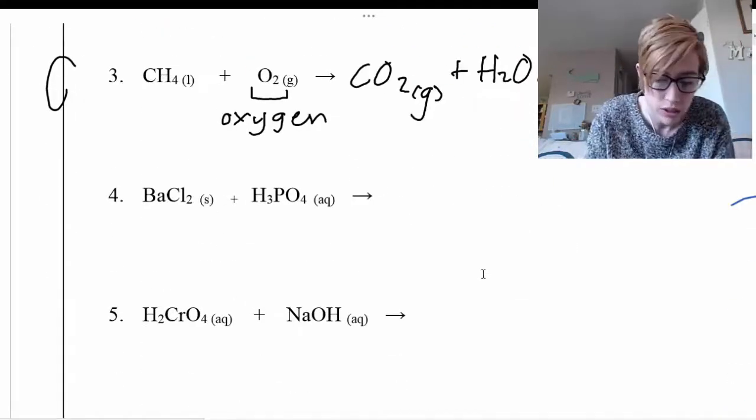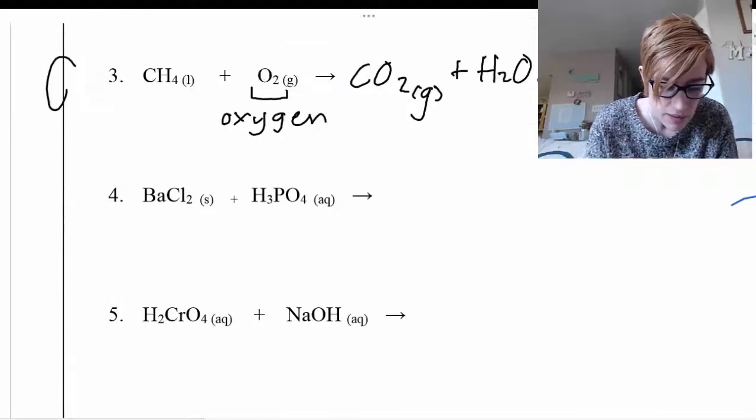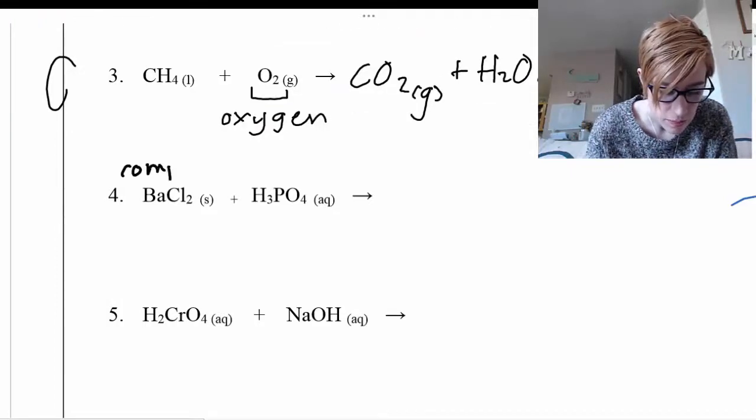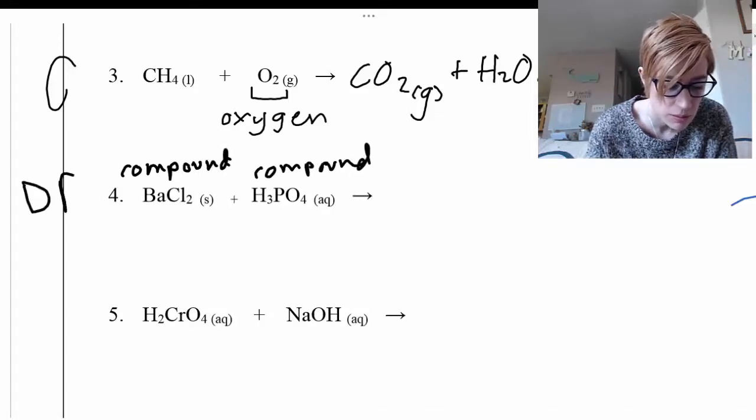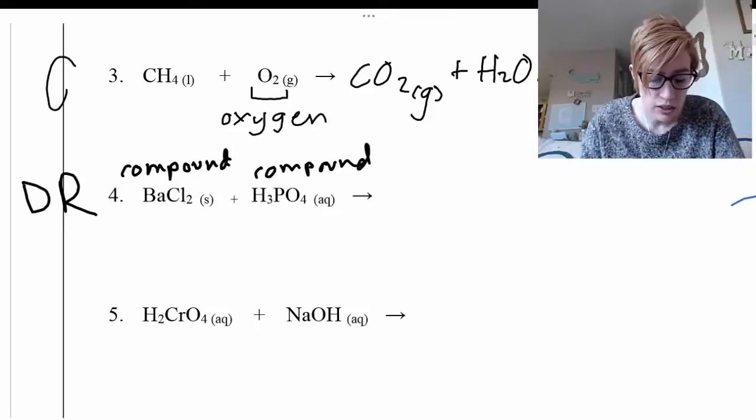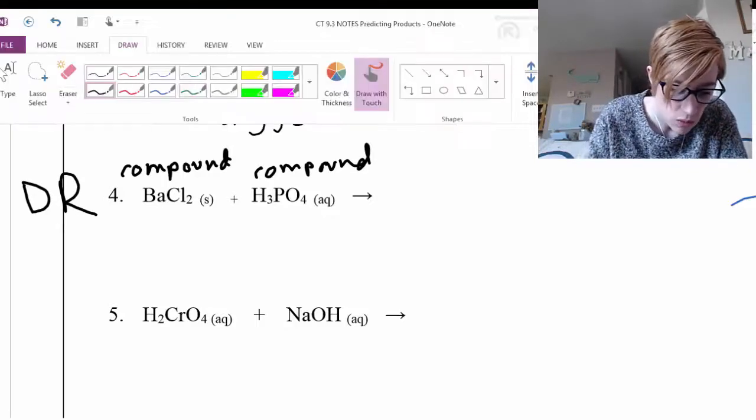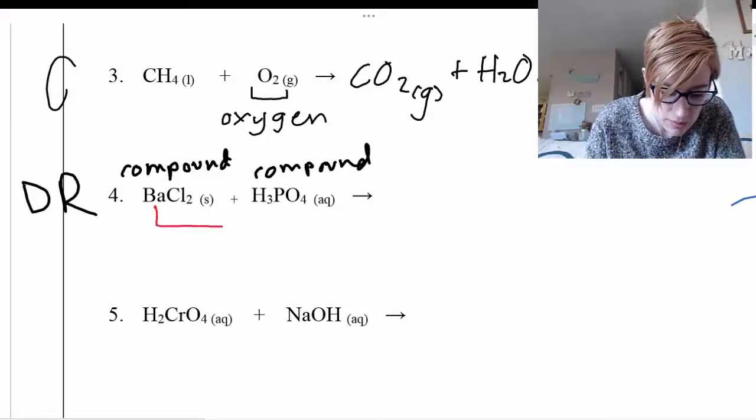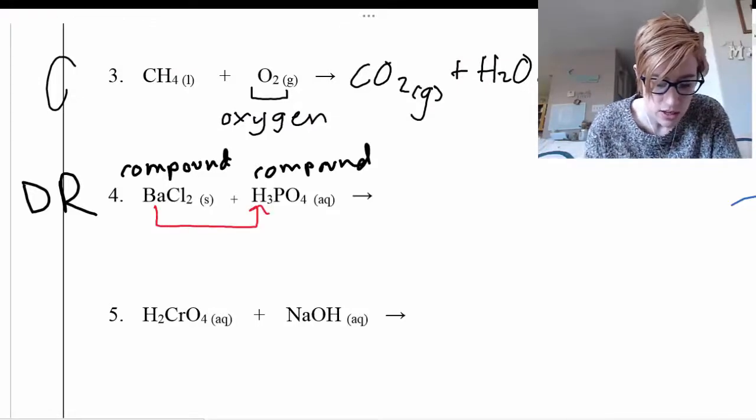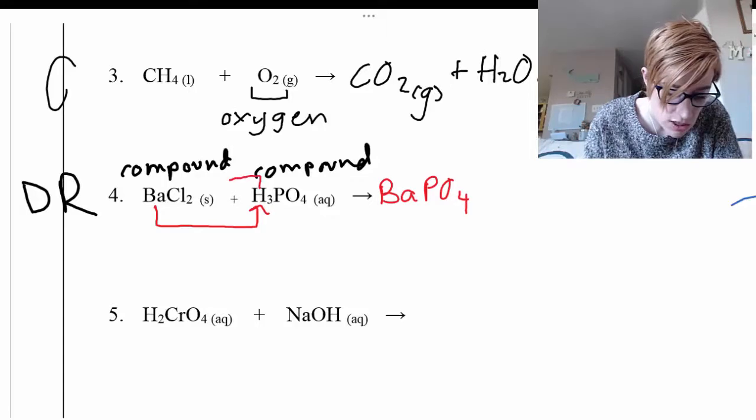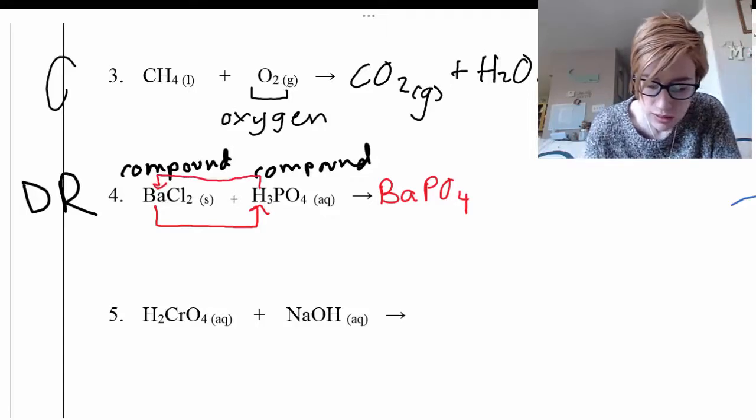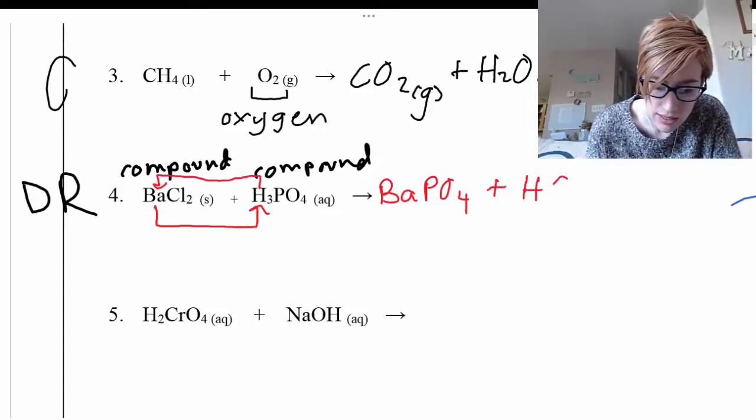All right, we got 2 more. So this one on the bottom has a compound and another compound. So if there's two compounds, we know it's double replacement. So I look here, and in double replacement, the first element will take the other first element's place. So Ba is now going to be with PO4. Now H is going to switch places, and it's going to be with chlorine. So I'll have H and Cl.